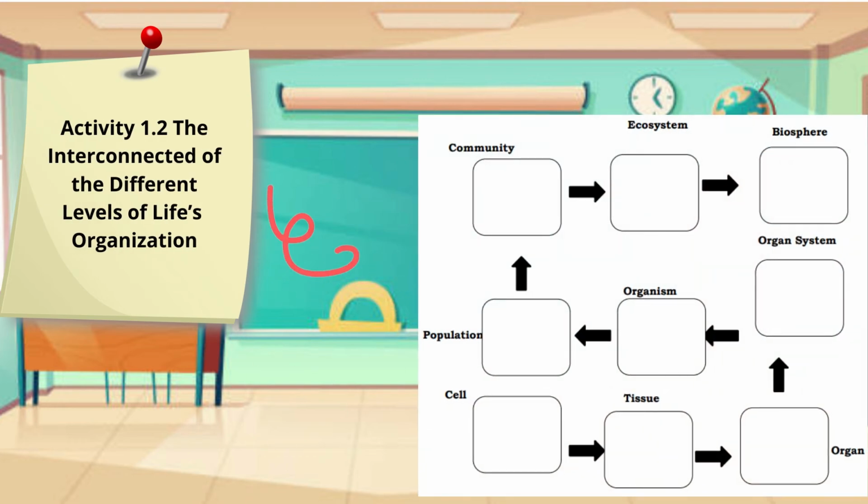After learning the characteristics of each level of life's organization, you are now going to explore how each level affects one another in the interconnected organization of life here in Activity 1.2, the interconnectedness of different levels of life's organization. You have there a graphic organizer. Your task is to complete the graphic organizer by filling in how COVID-19 infection at the cellular level affects the other levels of life's organization. Write your answer in each box.